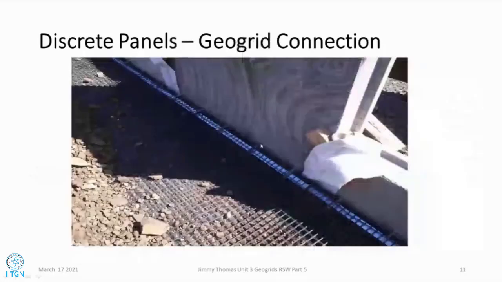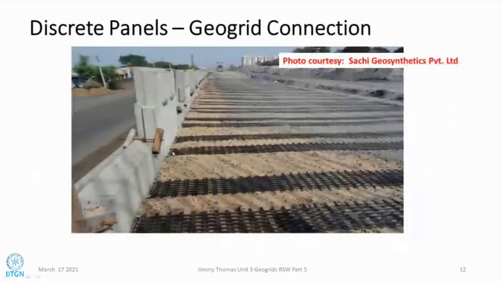Similarly, for other types of connections like geogrids, we have a slightly different arrangement actually. The loop is embedded into the panel, and the geogrid comes one way, is looped around this, and goes back the full length. Again, this has to be checked for shear, tension, pull out, etc. from the concrete.